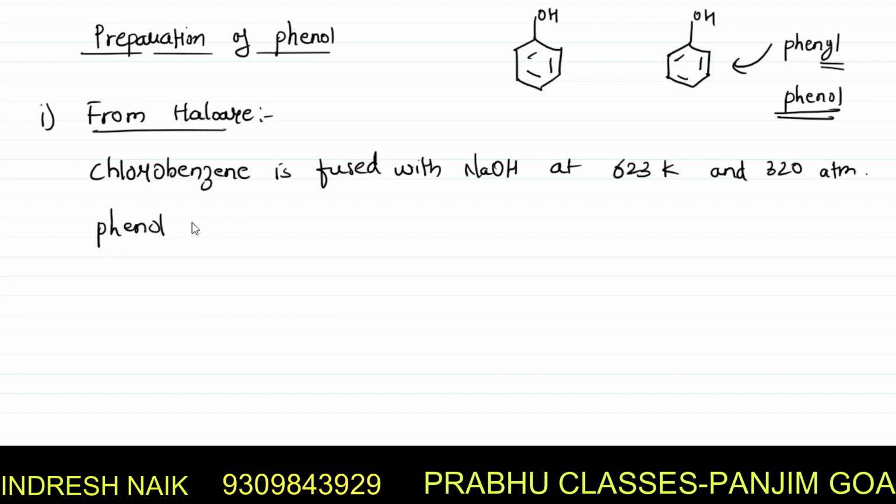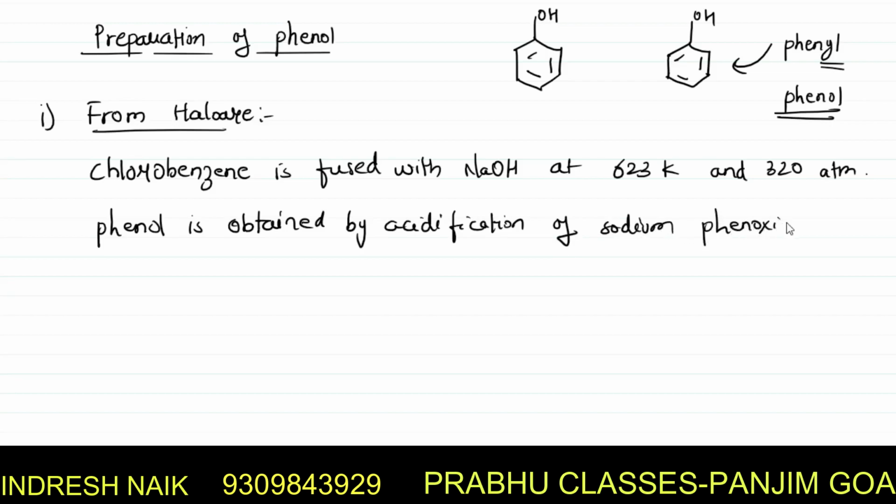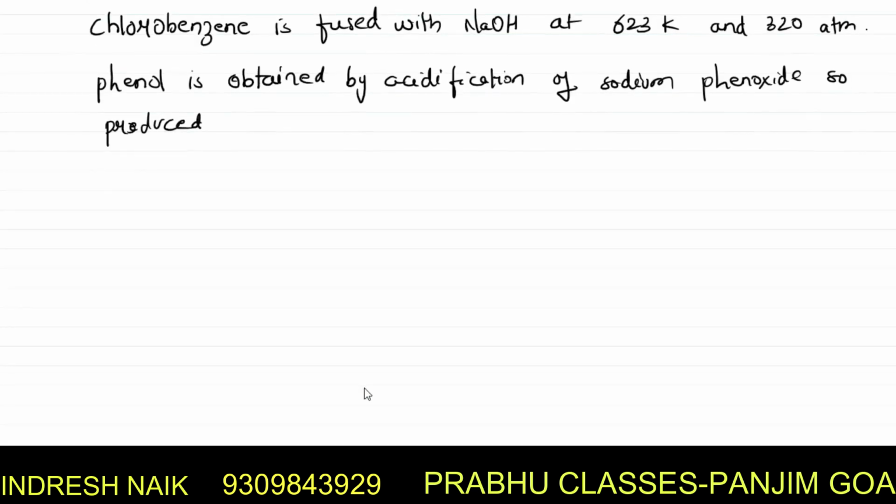Phenol is obtained by acidification of sodium phenoxide so produced. So we'll understand the meaning of this statement. So this is the chlorobenzene.